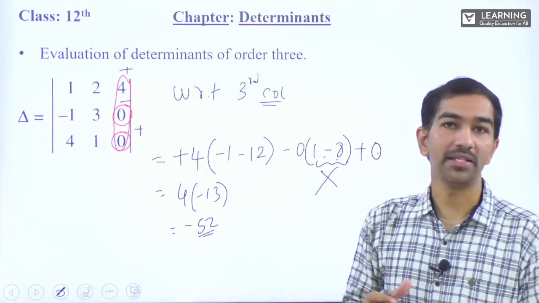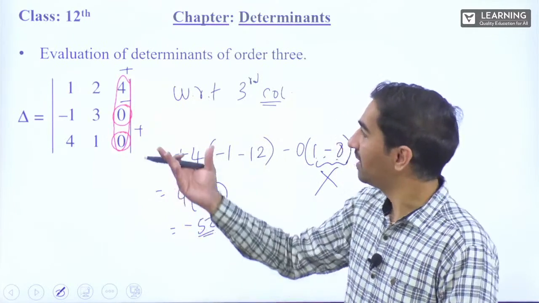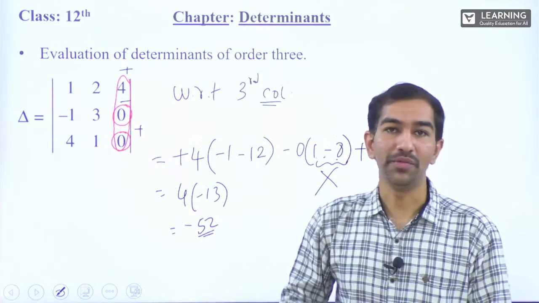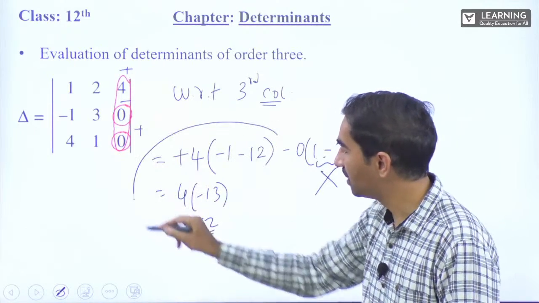So students, the smartest way to expand the determinant is to see in which row or which column we have maximum numbers of 0. So with respect to that, if you try to expand the determinant, the time taken will be less.